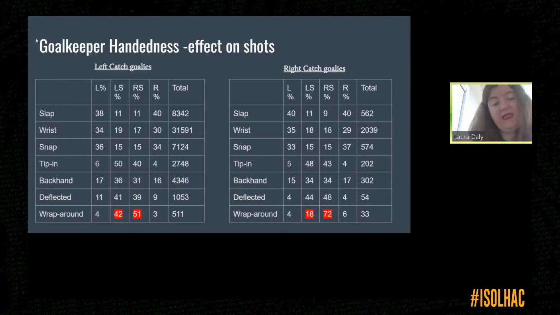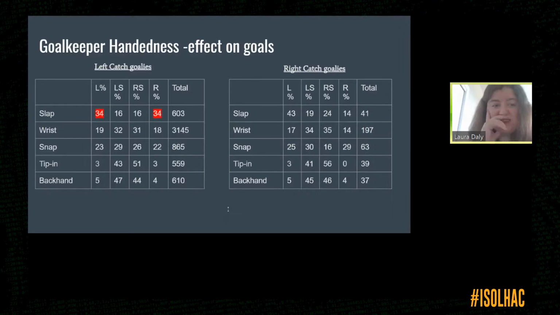The wrist shots follow the shots in that there is a significant weight to the left-sided shots for both, but there isn't a significant difference. Snapshots, the goals were actually reversed relative to shots for right catch goalies, so we had more shots from the right side of the rink, but more goals from the left side of the rink. And tip-ins, as we noted before, we had a very heavy weight to the right-hand side for right catch goalies, but actually the number of goals was only slightly weighted that way.